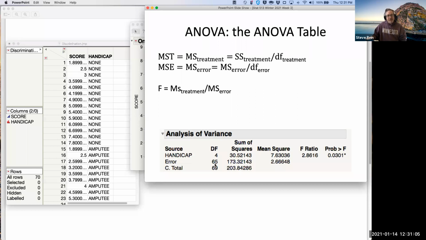173 over 65, that's harder to do by hand, but if you had a calculator, 173.32 divided by 65, yeah, 2.666, we're good. So these numbers, mean square, let me tell you one thing about mean square error. Mean square error, no matter what, in every circumstance, is an estimate of the assumed common variance for each group.